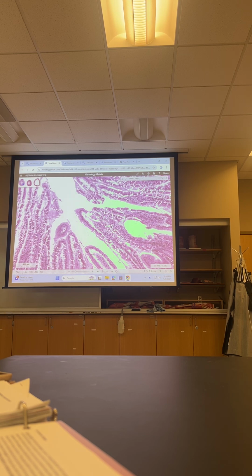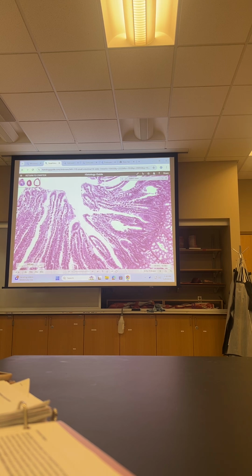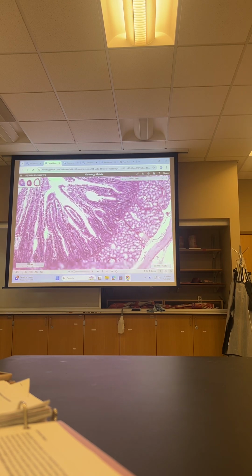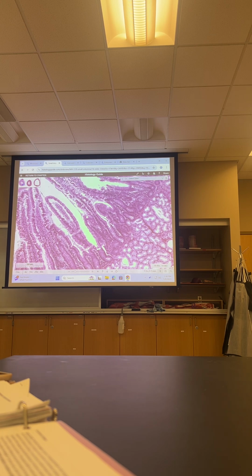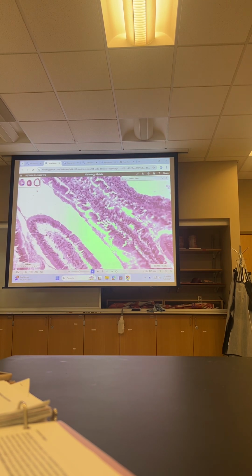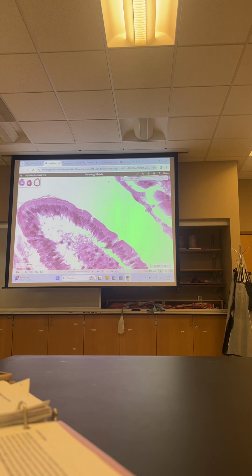Then, right underneath the epithelial tissue is the lamina propria. So here's some lamina propria here. And it extends down. You can follow it all the way down here. And then each of these finger-like projections here are known as the villi. And at the very edge of the villi are microvilli.